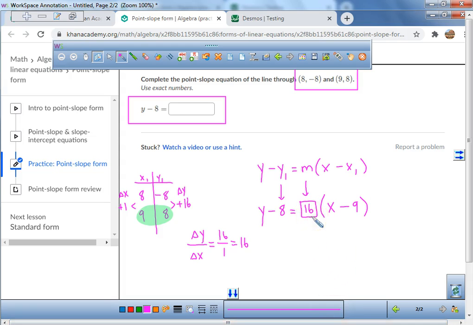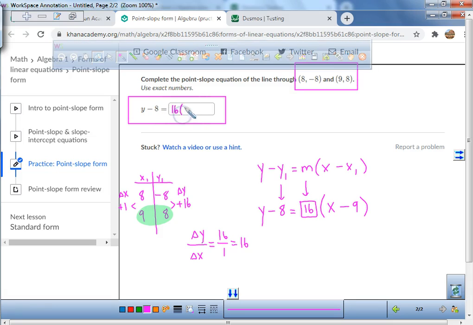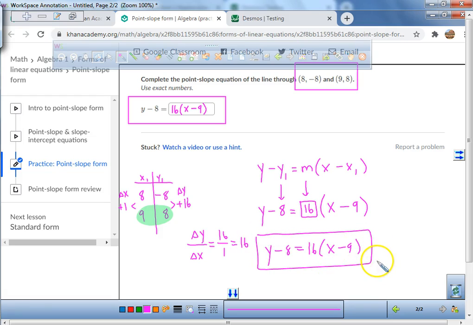So what's going to be the answer that I'm going to write in right here? I'll kind of write it in. Ready? I'd put a 16. I'd open up the parentheses and I do what? X minus 9, and I close it. And that's what I'm going to type in. What's the whole answer? If you had to type in the whole answer, y minus 8, parentheses, x minus 9. That's how you would write the whole thing in point slope form.